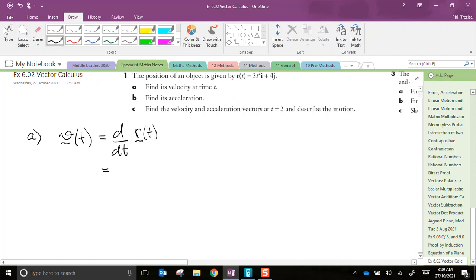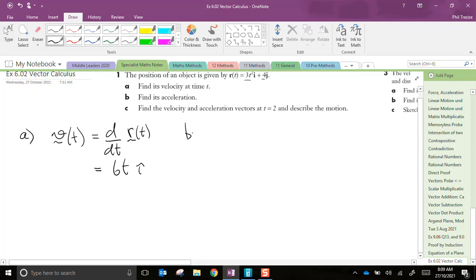So I prefer to write velocity instead of r dot, but you may come across that. Now let's go. We need the derivative first of 3 times t squared. So that is 6t, and that would still multiply by i hat. Then we need the derivative of 4. 4 is a constant. The derivative of a constant is 0. So it's plus 0j. I'm not even going to write that. That's the velocity vector.